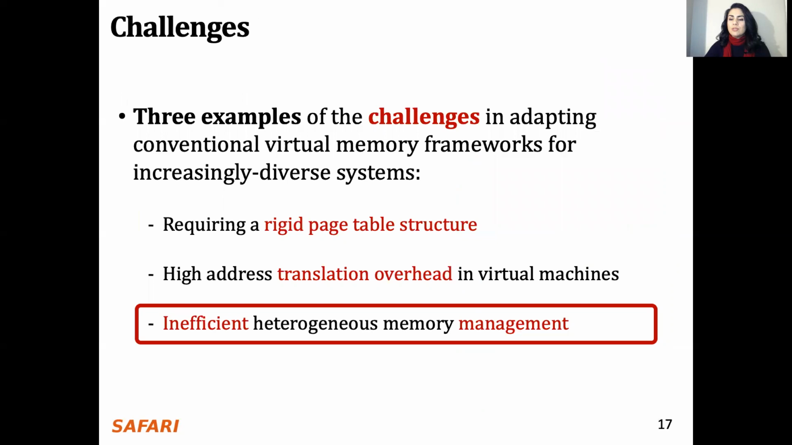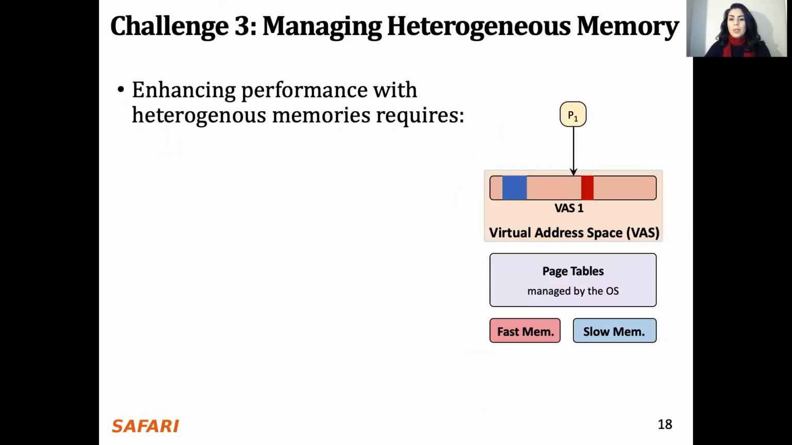The third challenge that we discuss here arises when managing heterogeneous memory architectures. Enhancing performance with heterogeneous memories first requires dynamically mapping data to different physical memory regions according to applications' requirements, for example, mapping frequently accessed data to fast memory. And second, it needs a migration of the data when those requirements change.